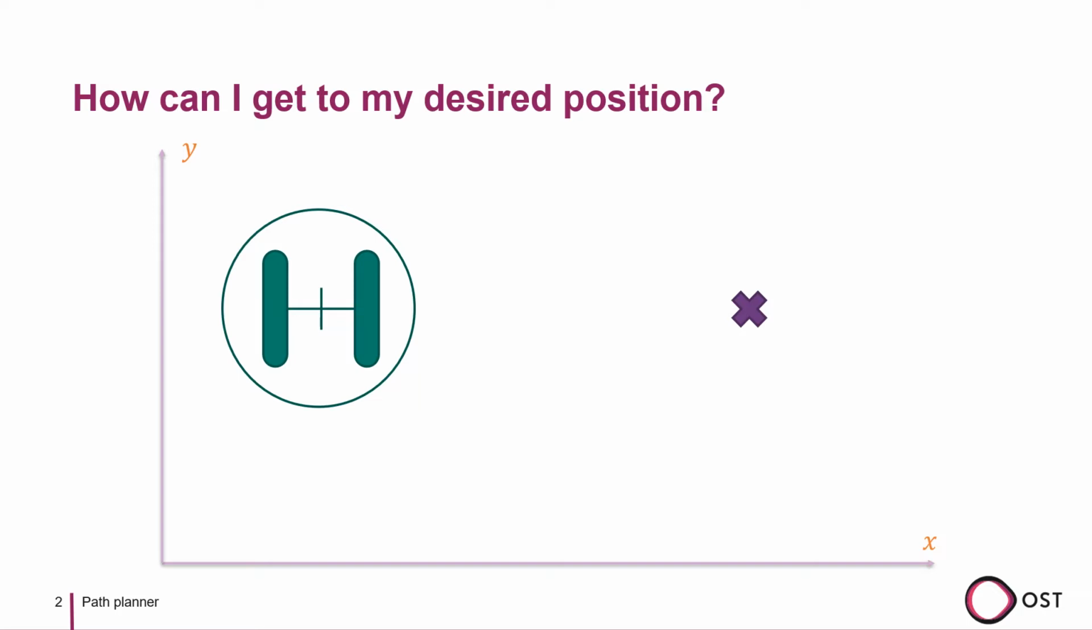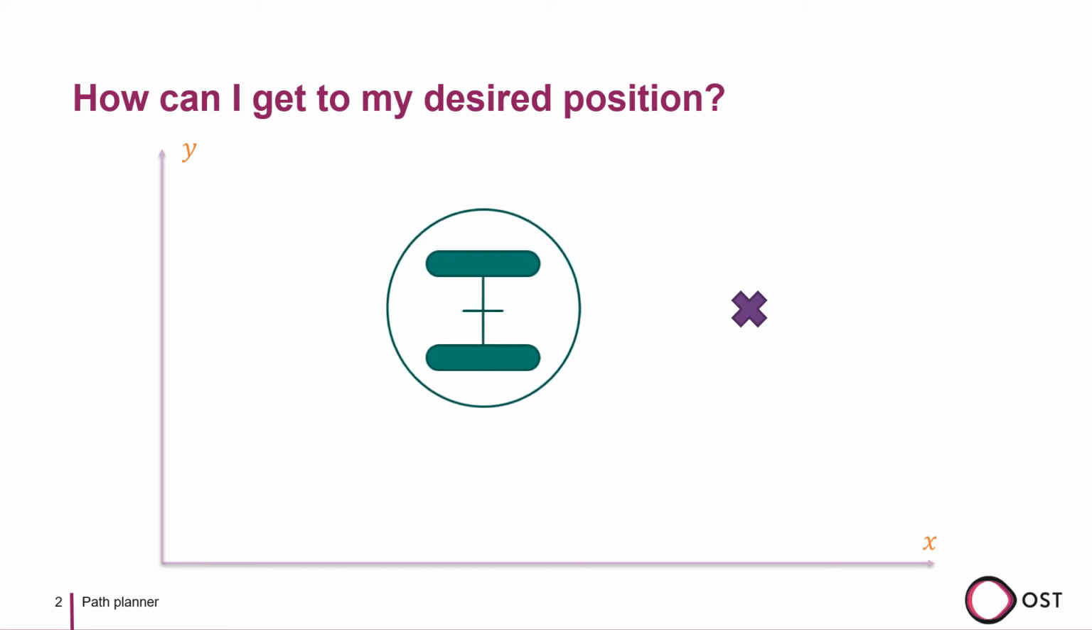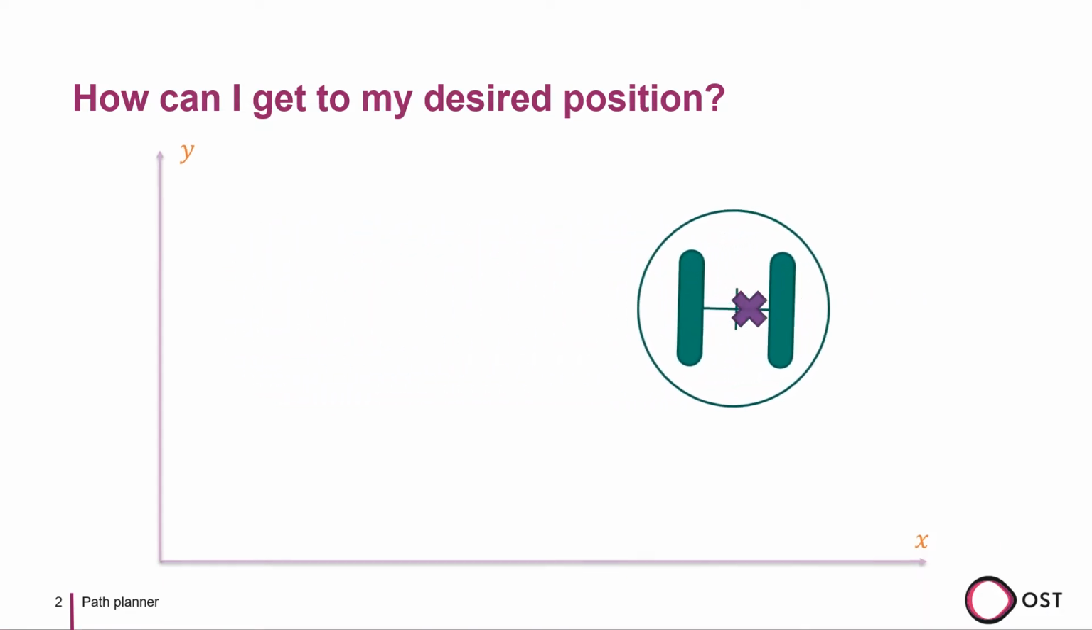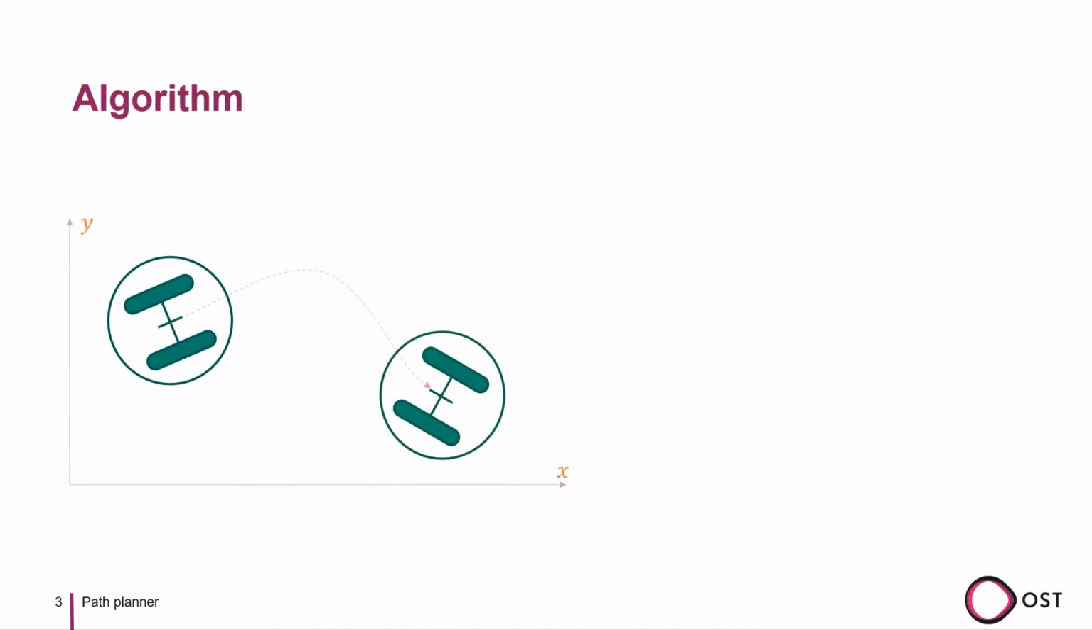The answer can be as simple as turn until you face your target, move in a straight line until you reach it, and then turn in your target direction. A more elegant way is to rotate and move at the same time. We will now look at an algorithm that allows us to do this.